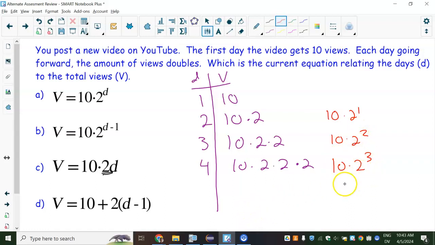Okay, so each time you're getting one more times 2, which means it's going to be either A or B, because your exponent is increasing by 1. And the trick is, if we think about day N or day D, this exponent is 1 less than whatever the day is. So on day D, it's 10 times 2 to the D minus 1, because on the first day it hasn't doubled yet. So on day 2 it's only doubled once. So you end up with 10 times 2 to the D minus 1.